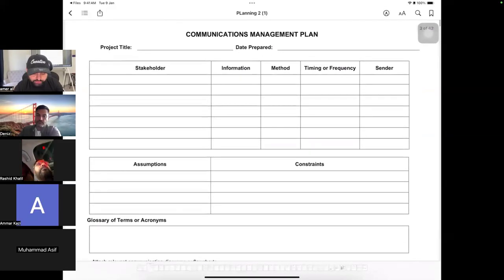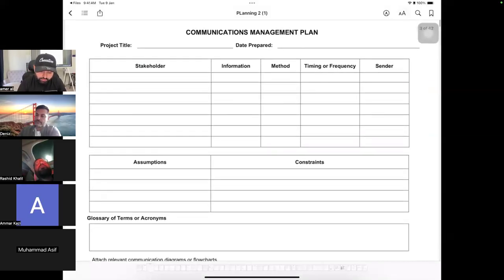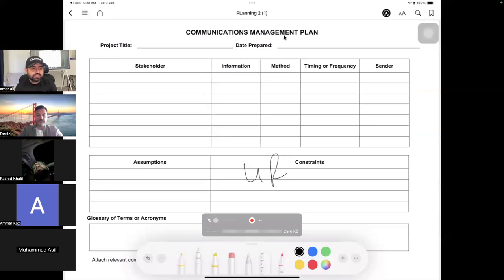Next comes the most important plan, the communication plan. I call it the 4R of communication. What does 4R stand for? Put it in the chat box, guys. What does 4R stand for?